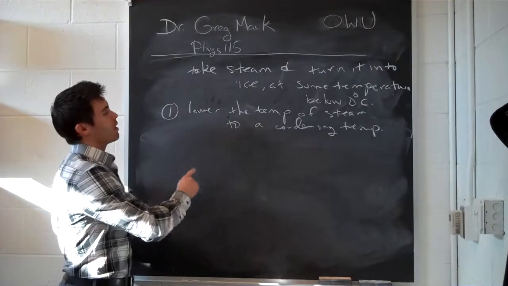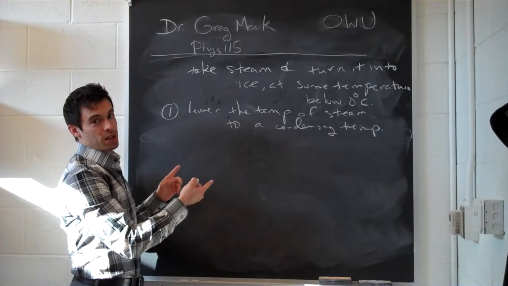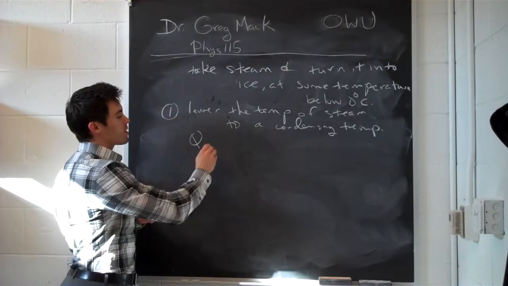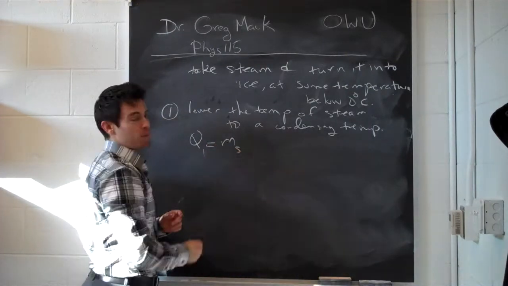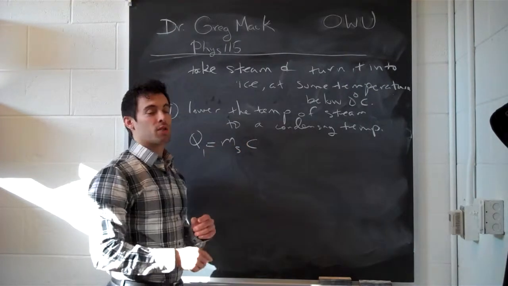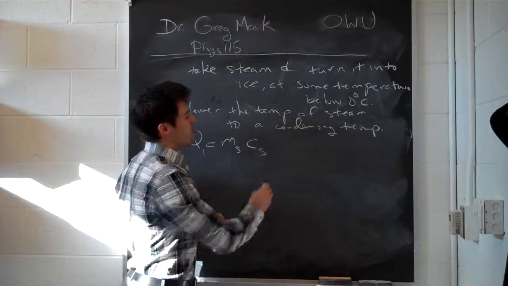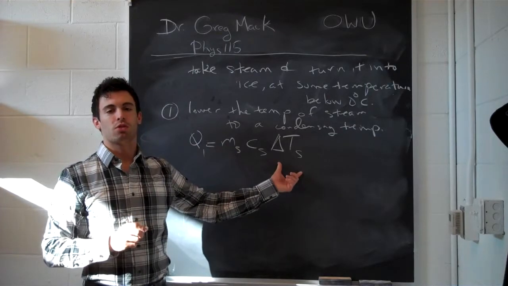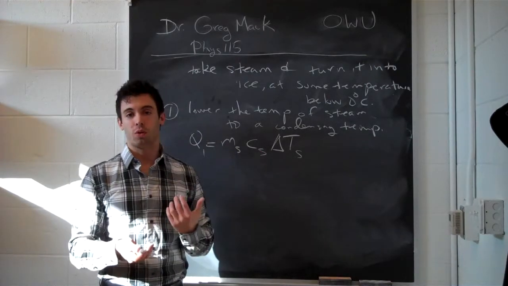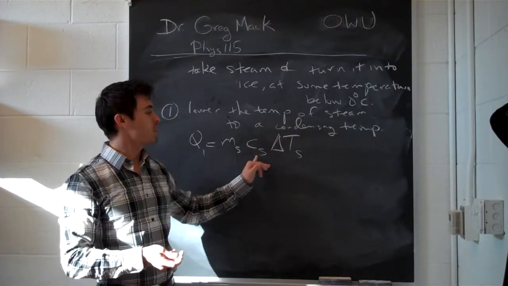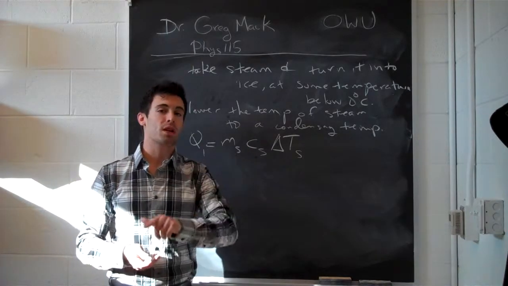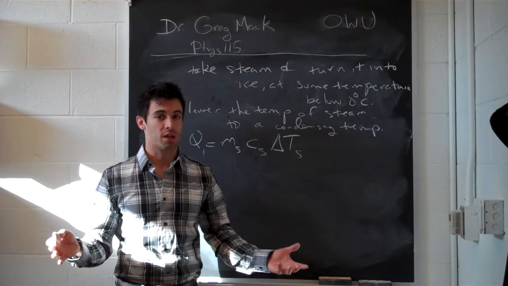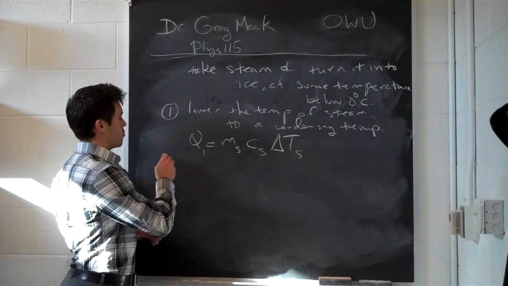So, anyway, we have to lower the temperature of the steam to that condensing temperature. So that means that we have a Q for this first step that's going to be equal to the mass of the steam times the specific heat for the steam times the delta T to take the steam from whatever temperature it's at down to 100 degrees C. This specific heat of steam here is not going to be the same specific heat as for water because it's in a different phase. It's going to have a different specific heat. Okay, so that's the first one.